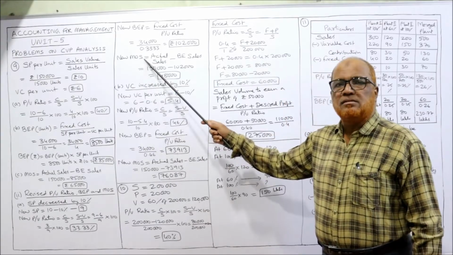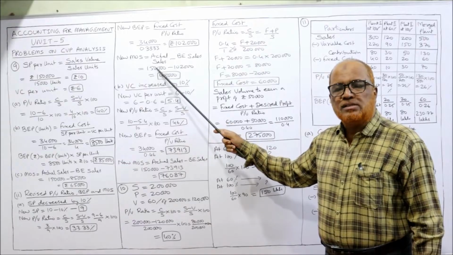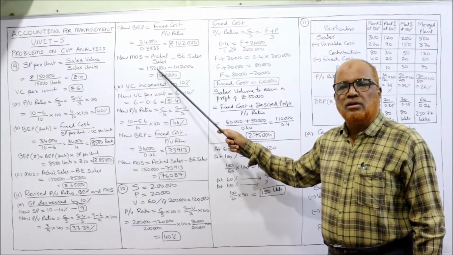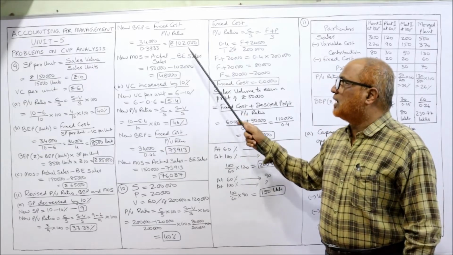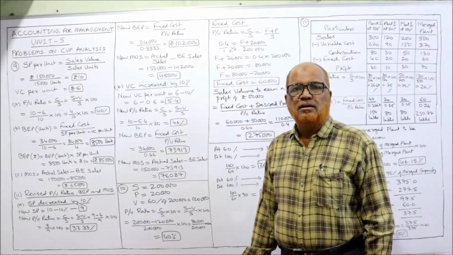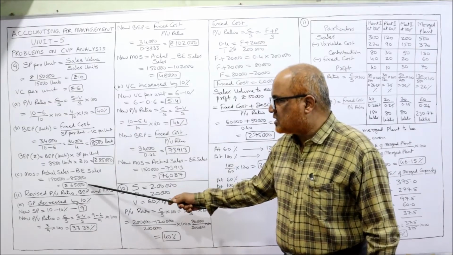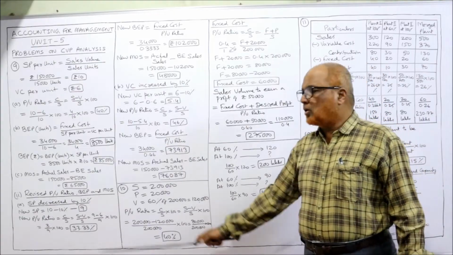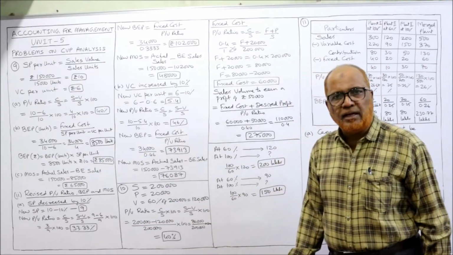New MOS, margin of safety: actual sales minus new BP. Actual sales are 1,50,000, and the new break-even point we got is 1,02,000. So 48,000 is the MOS. In the beginning, how much MOS did we have? 65,000. Now MOS has decreased to 48,000. Why? Because selling price is decreased by 10%.